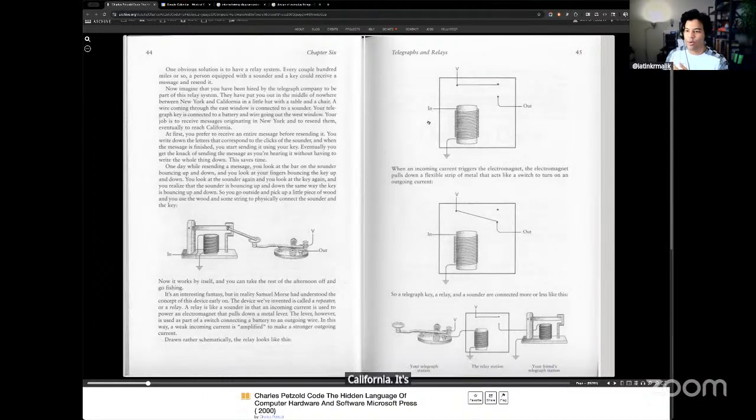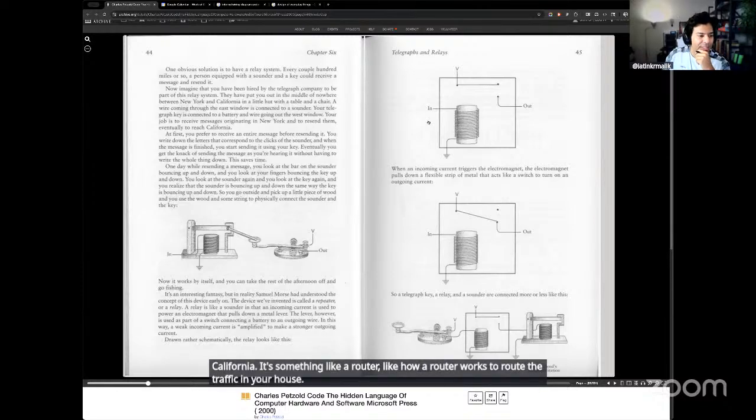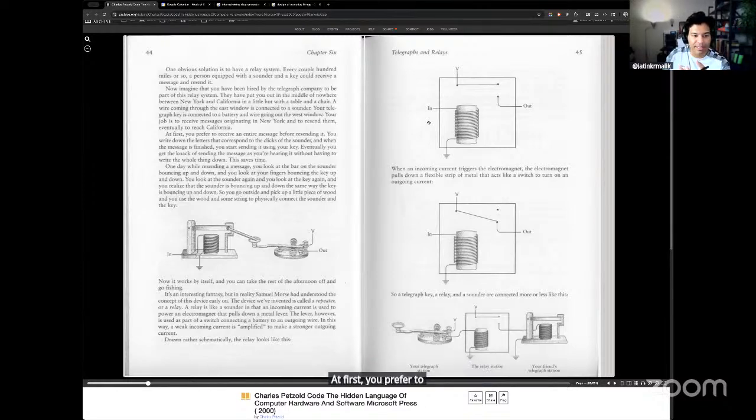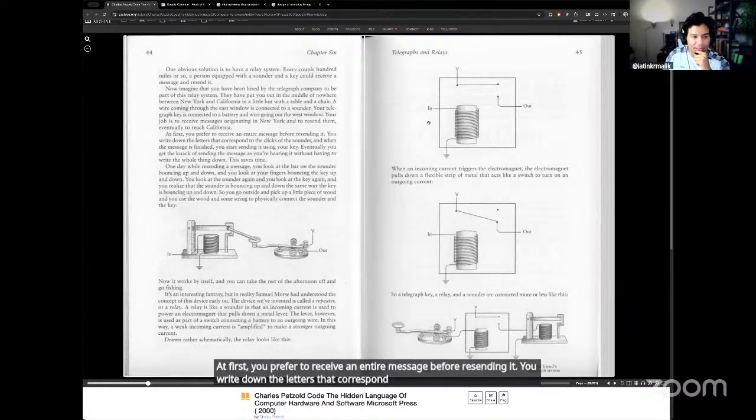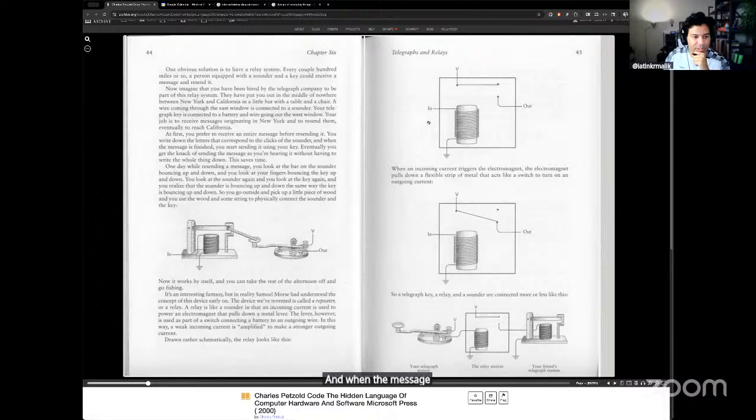It's something like a router, like how a router works to route the traffic in your house. At first, you prefer to receive an entire message before resending it. You write down the letters that correspond to the clicks of the sounder, and when the message is finished, you start sending it using your key.